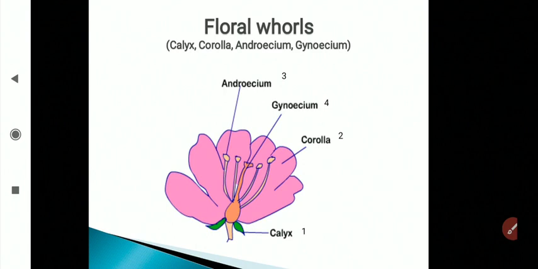Here, the individual member of calyx is known as sepal. Individual member of corolla is known as petal. Individual member of androecium is known as stamen, which is a male reproductive part, and individual member of gynoecium, which is a female reproductive part, is called a carpel. So let's discuss each whorl of the flower, starting with the calyx.